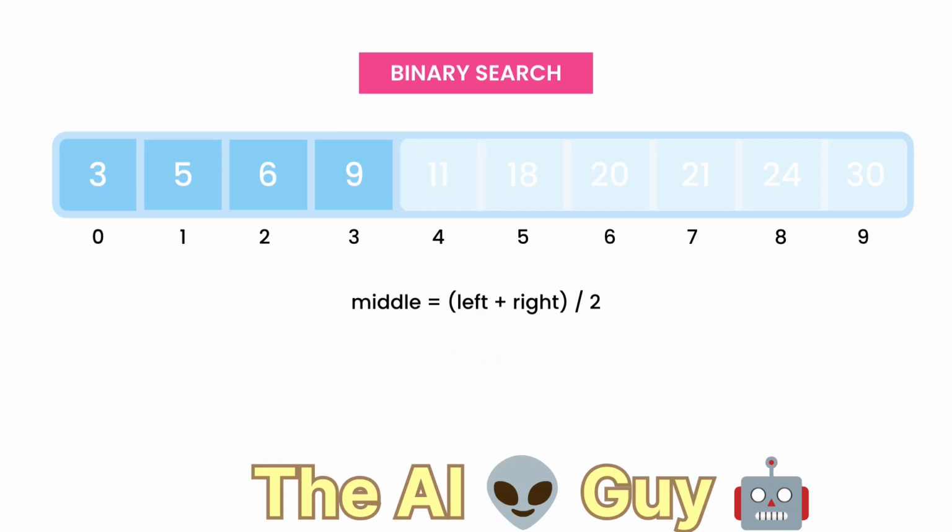Now we repeat the same steps with the partition on the left side of 11. So here left is 0, right is 3, and the middle is 1. We have 5 in the middle, which is smaller than the value we're looking for, so we don't need to look at the items on the left side of 5. We're almost done. One last time, we calculate the index of the middle item. Here left is 2, right is 3, so the middle is 2. What do we have in the middle? The value we're looking for. So we have found 6 with only 3 comparisons, even though we have 10 items in this list. This is the beauty of binary search.